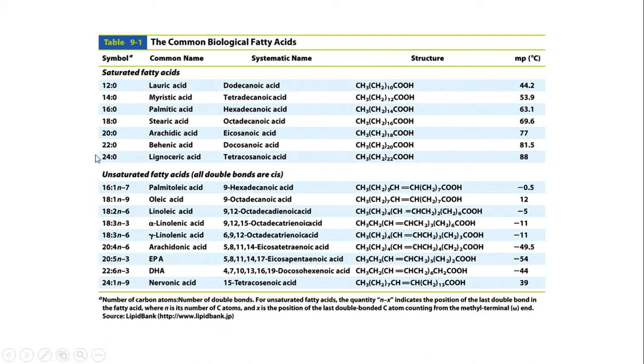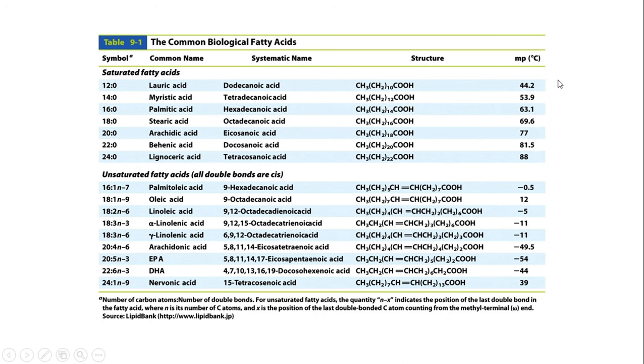So you can ignore this notation. We're going to use the notation that I've shown you previously. Obviously, this is the same as what I showed you before for the saturated. The point of this slide is I want you to take a look at the melting points.